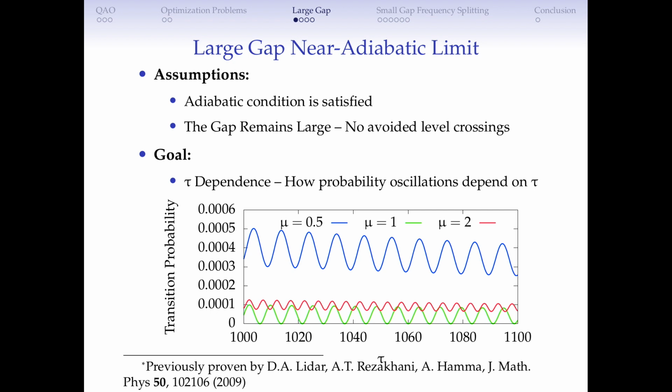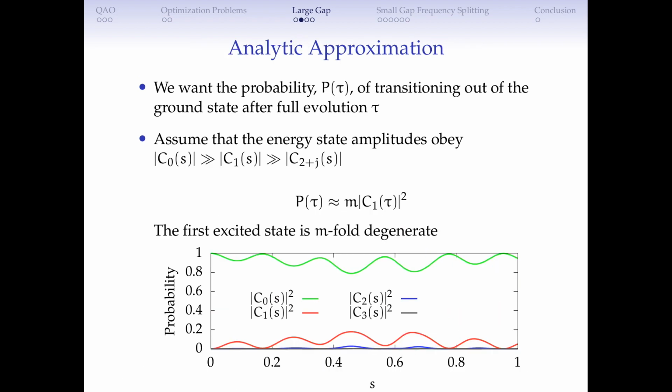So let's first review the large gap case, where you're following the adiabatic condition, the gap is remaining large, you don't have any avoided level crossings, or if you do, you're going slowly enough through them. I do want to note that these results have been previously known. Lidar et al. In their proof of the adiabatic theorem do this. It's also been seen in several other results as well. And so we're essentially going to determine what this oscillatory behavior is.